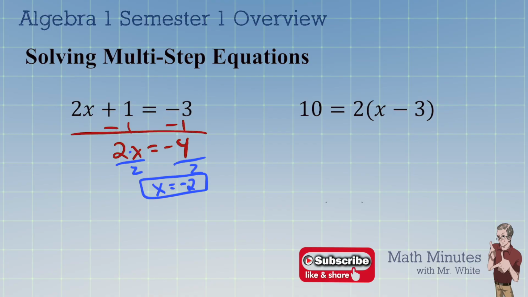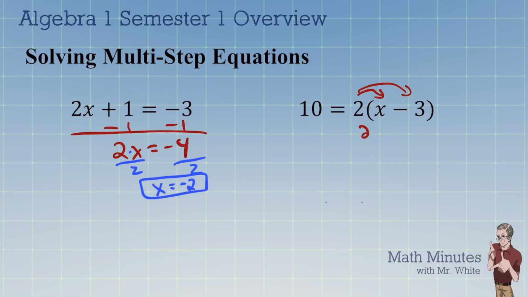All right, on this next question, I put the x on the right side. I also put it in some parentheses, but no worries. We just do the distributive property. Okay, we do the distributive property, 2x minus 6 equals 10.